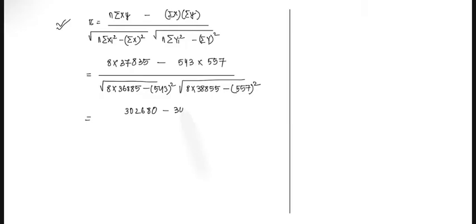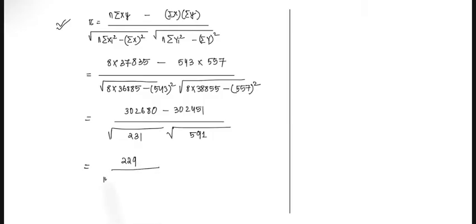302680 minus 302451, by 229 by 15.198 multiplied by 24.310, equal to 229 by 369.463, that is 0.6198. Okay, we got the R, the correlation.